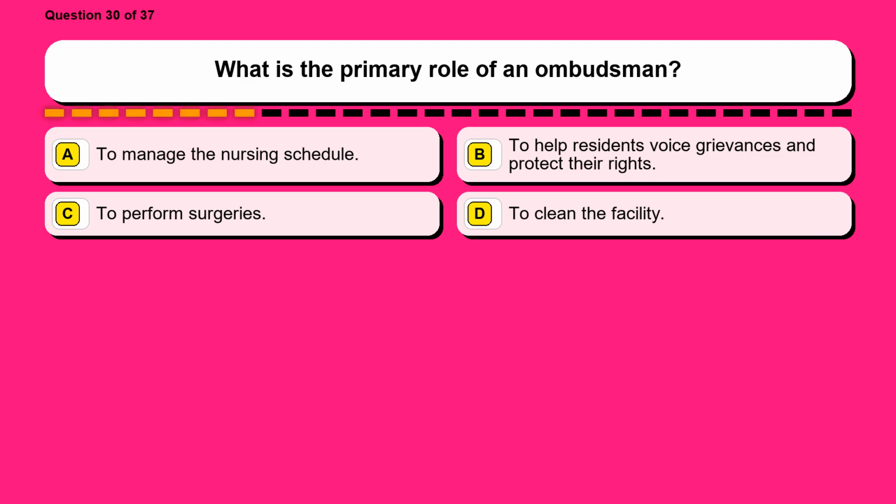Option A, to manage the nursing schedule. Option B, to help residents voice grievances and protect their rights. Option C, to perform surgeries. Option D, to clean the facility.